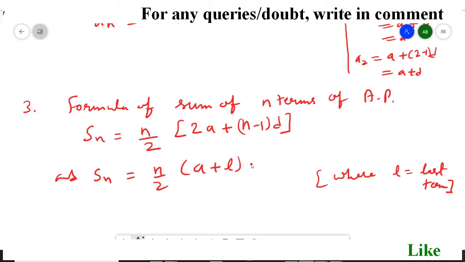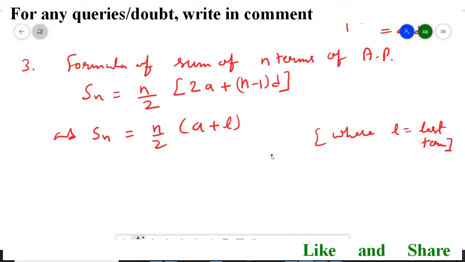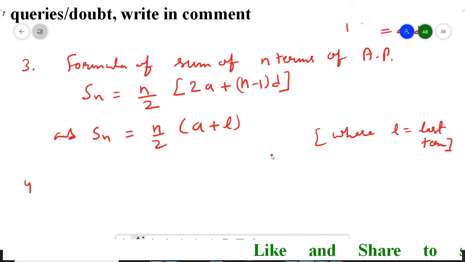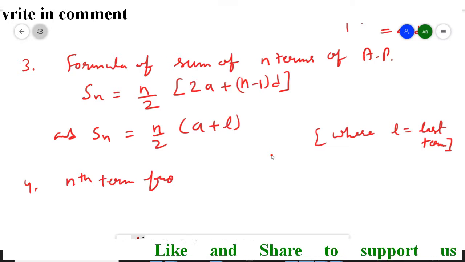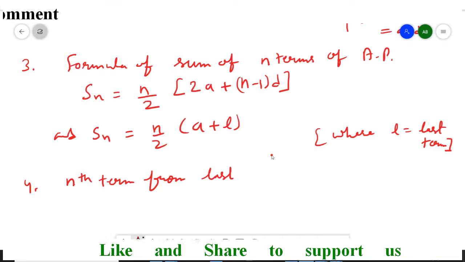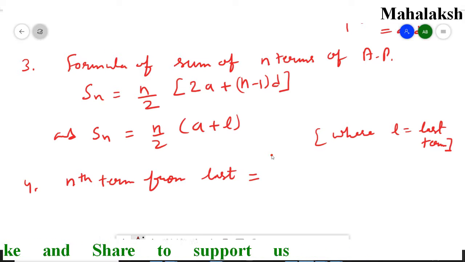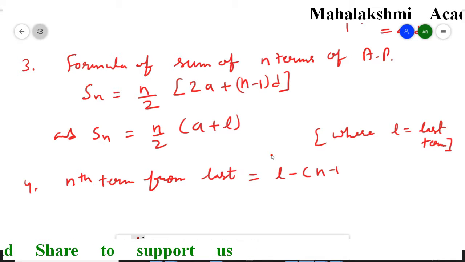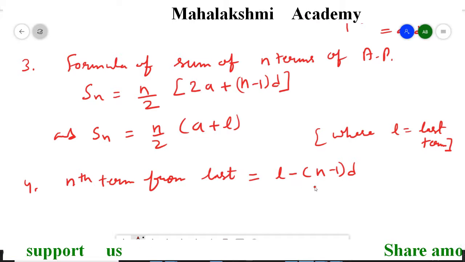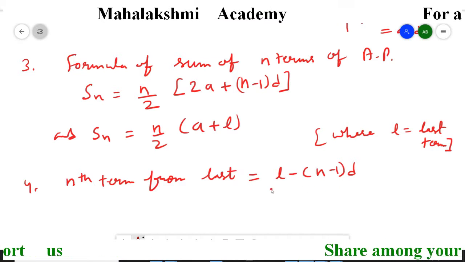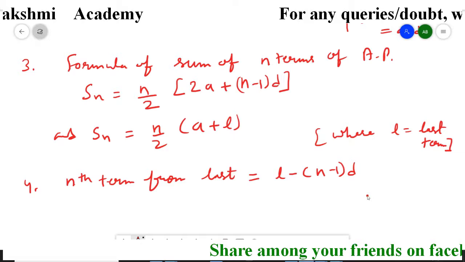So we have got the sum of n terms. Now one more last formula is available to us, that is the nth term from last. If we want the nth term from last, then the formula is l minus n minus 1 into d. This formula we will use very rarely. When we use it in a question, I will explain it, because if I explain it now you will not get it. So only these formulas we are going to use in the exercise.